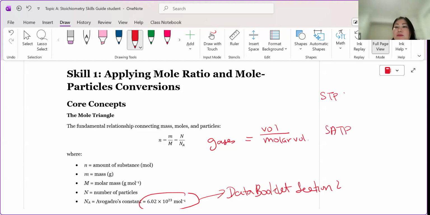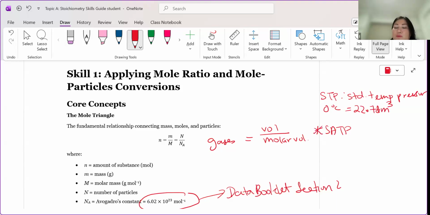STP stands for standard temperature pressure. And standard temperature pressure is referring to 0 degrees Celsius. And at STP, the molar volume is 22.7 dm3. So the molar volume of a gas at STP is 22.7 dm3.